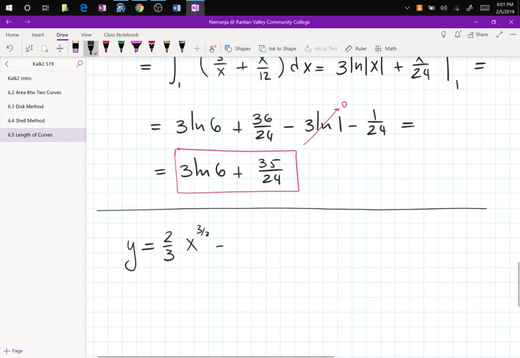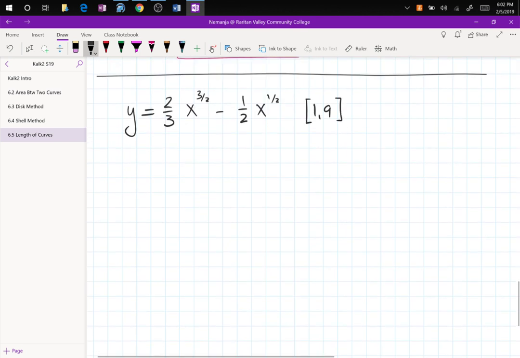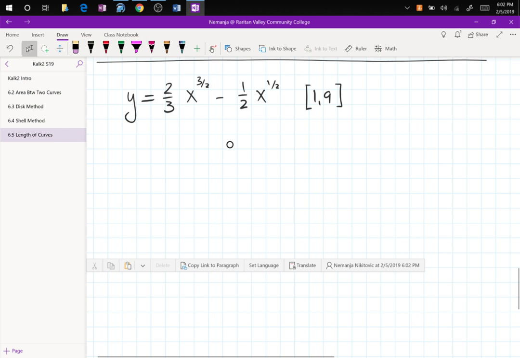Ooh, this is the one that I actually put on one of the exams. Plus x to the 1/2. I can swear that this was on one of the Calc 2 exams in the past. This exact problem. Procedure is the same. Get the derivative, plug everything in.